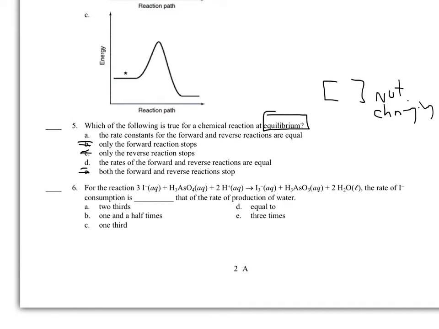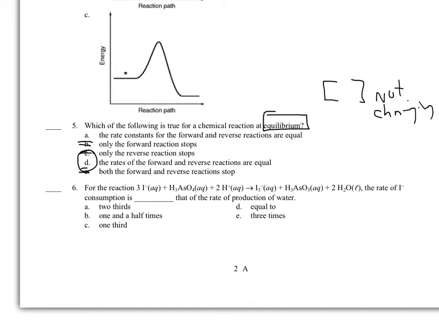The rate constants for the forward and reverse reactions are equal, or the rates of the forward and reverse reactions are equal. This is another one of those definition problems. A reaction is at equilibrium when the rates of the forward and reverse reactions are equal. The rate constants do not have to be equal, but the rates have to be equal.